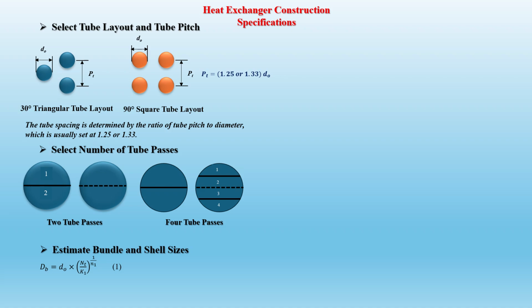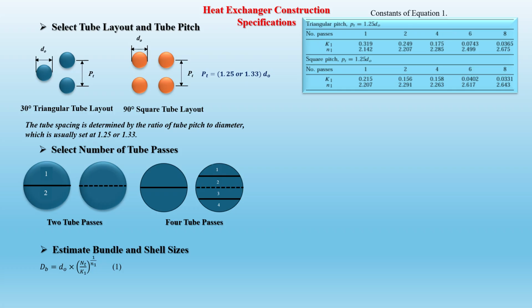The constants K1 and N1 can be obtained from this table, which is showing the values of K1 and N1 depending on the number of tube passes and the shape of tube layout. And this table specifically is applied for the tube pitch to be 1.25 D naught only.